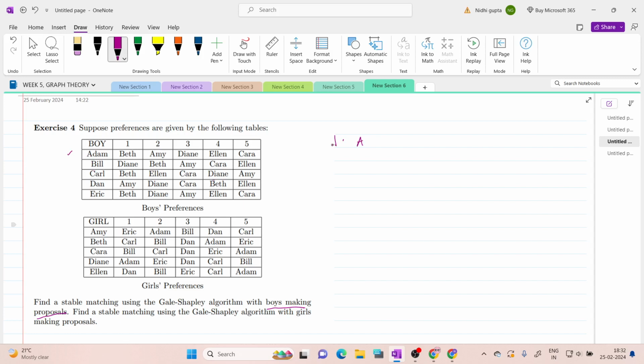In the first step, who does Adam prefer the most? Who is the highest preference? Beth. Since Beth is not engaged to anyone at the beginning, Adam and Beth become a pair.